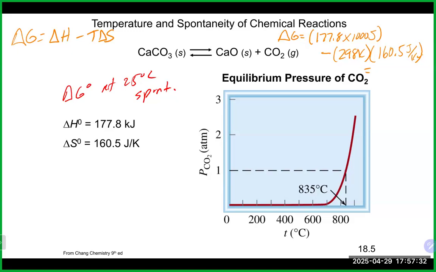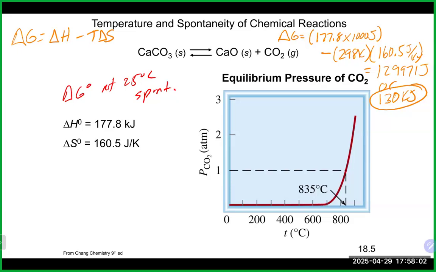And that is going to get us 177.8 times 1,000 minus 298 times 160.5. And give us about a 129,971 joules, or 130 kilojoules if I convert it to kilojoules there. First off, any question on the calculation?